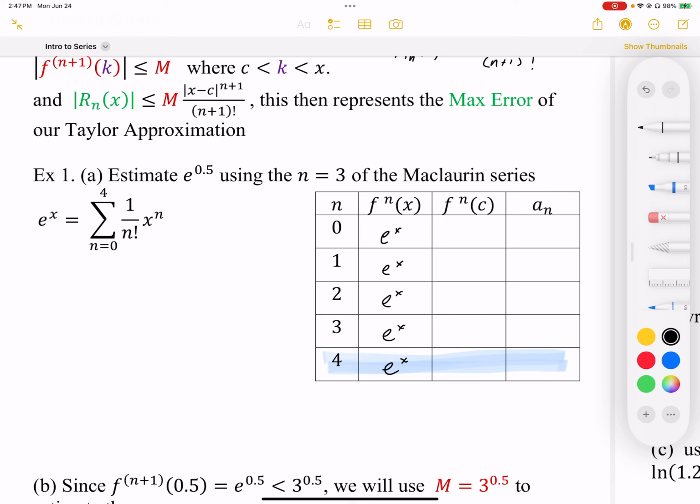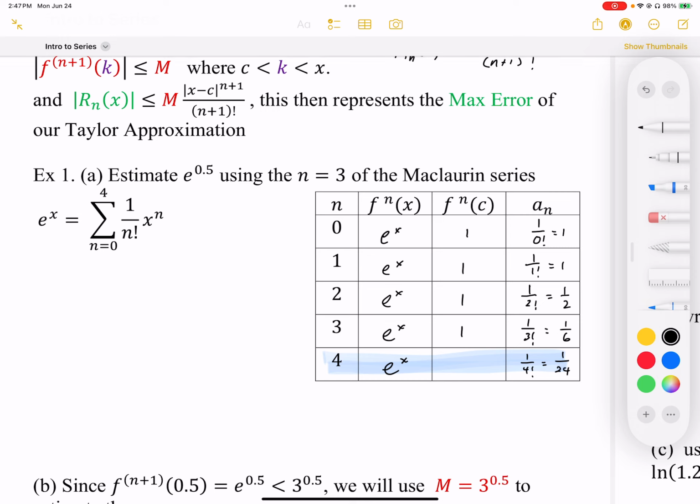When we evaluate it at the center, it's just going to be 1, 1, 1, 1. Then our coefficients are going to be 1 over 0 factorial, which is 1, 1 over 1 factorial, which is 1, 1 over 2 factorial, which is 1 over 2, and 1 over 3 factorial, which is 1 over 6. And this will be 1 over 4 factorial, which is 1 over 24.